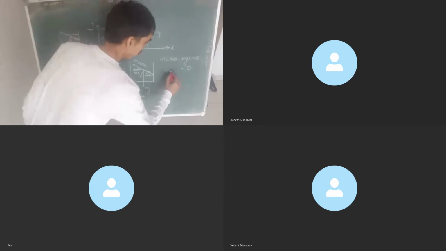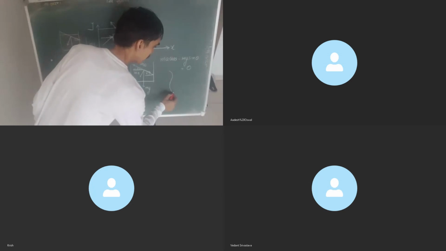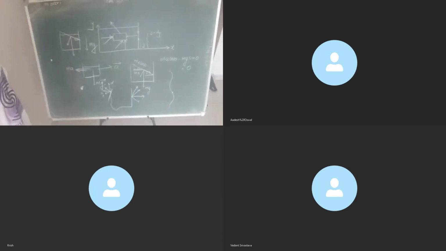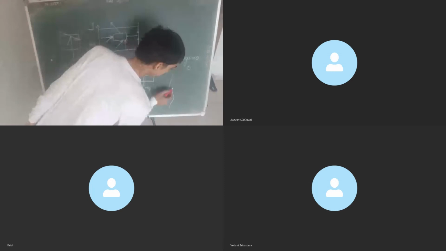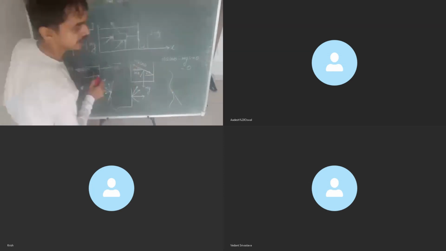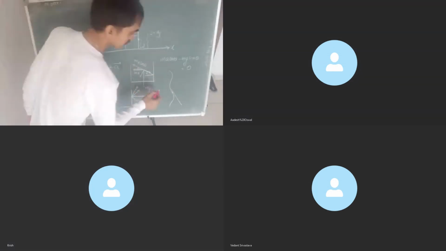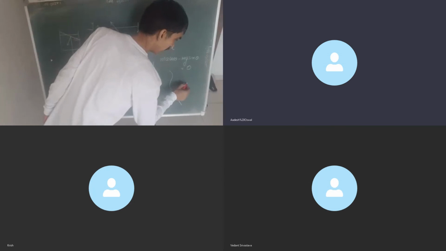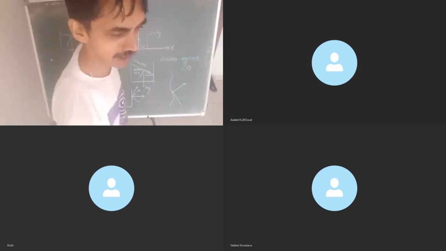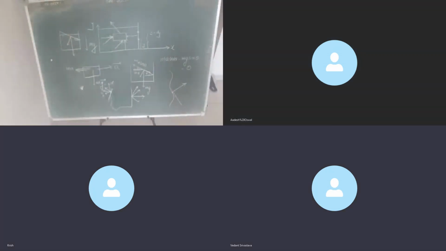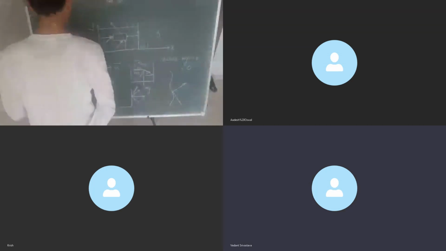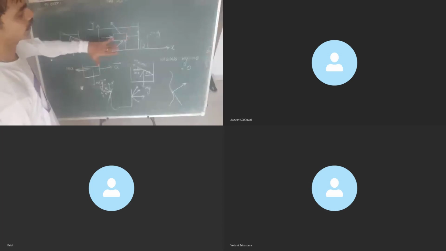So if a surface is given to you this way and a hole is punctured here, what shall you do? To get the direction of water, you will draw a tangent to the surface. Water will squirt in the direction perpendicular to it. Fine? So this is the direction in which water comes out.